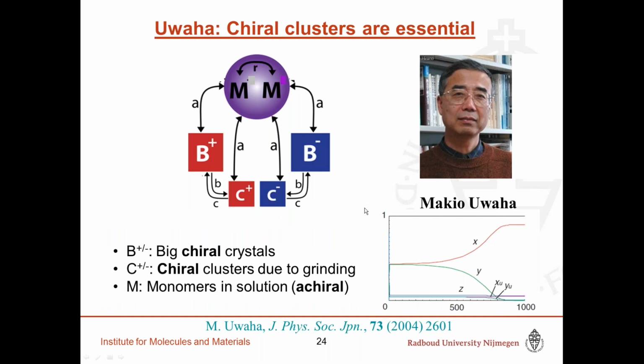Now, the mechanism behind Viedma ripening was explained by Makio Uwaha, and the essence, according to his model, is that you need, besides monomers going from the solution to the crystals, also small clusters, which you make also by the attrition, and they can enantioselectively grow into these crystals. If you want to know more, I refer you to this paper.